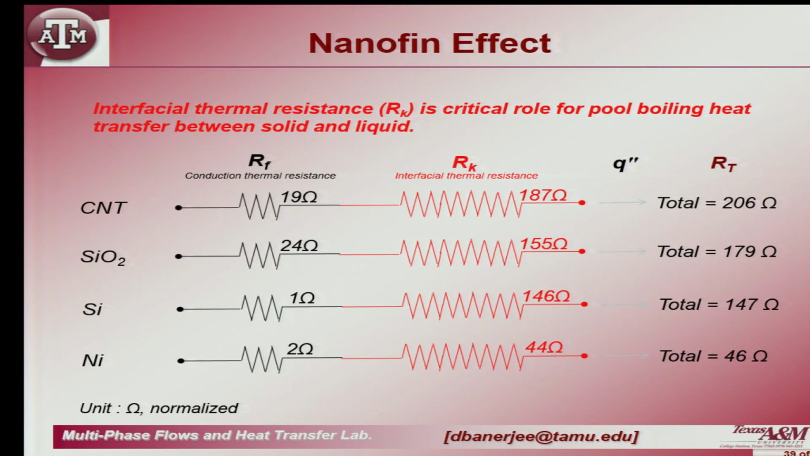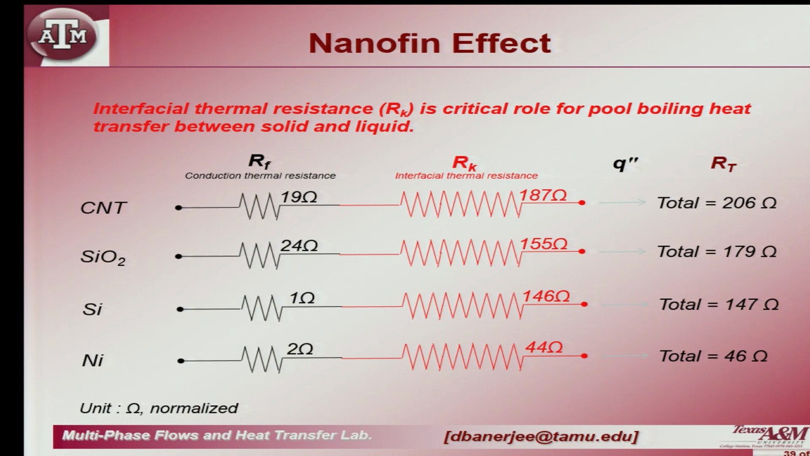So, instead of carbon nanotube, if I have a glass nanotube, silica nanotube, then this should be the total resistance, and it should be somewhere between carbon nanotube and silicon. And if I have a metal nanotube like nickel, then it has even the lowest resistance of all these. Which means this one should give me the highest CHF, and a silica nanotube should give us a CHF that is in between carbon and silicon, if this hypothesis is true.